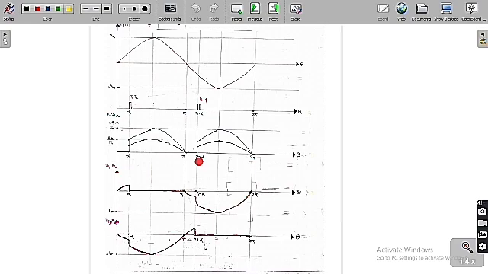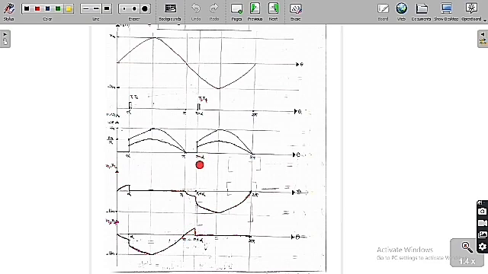Because they are going to face the forward blocking voltage, they will be open circuit. Therefore output voltage is equal to 0 and output current is equal to 0. Their voltage drop will be half of the supply voltage. So they will be following the supply voltage, getting half of this positive voltage.